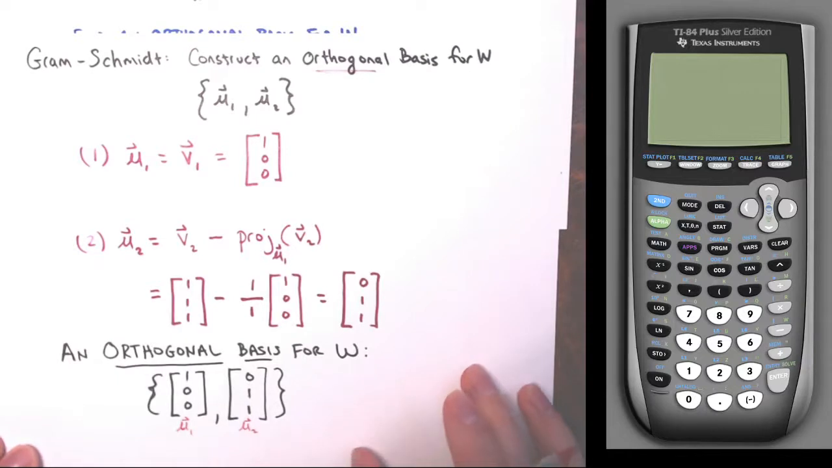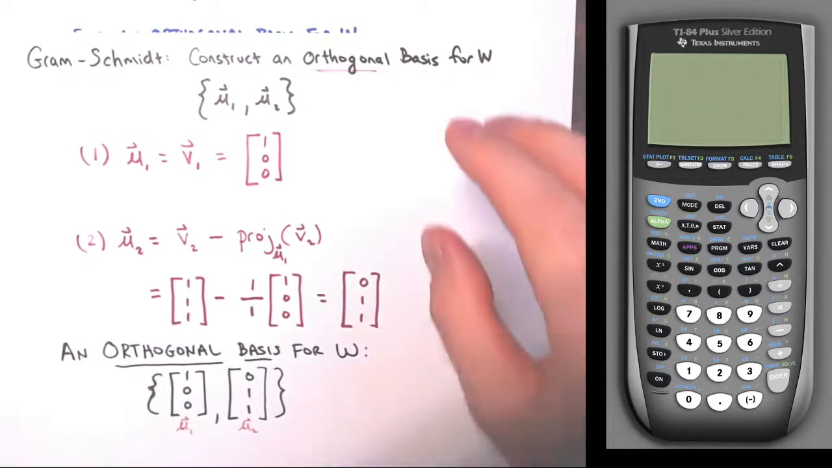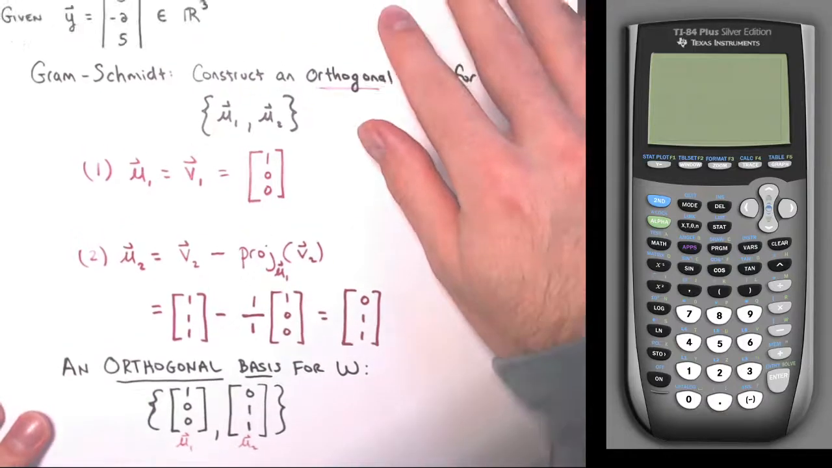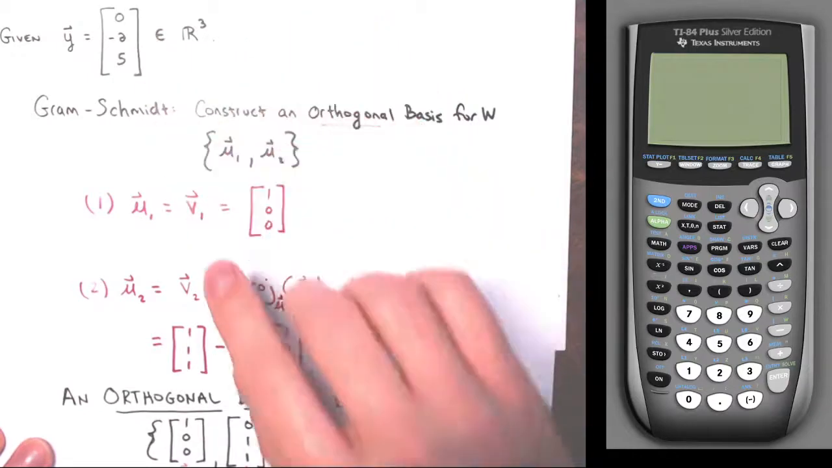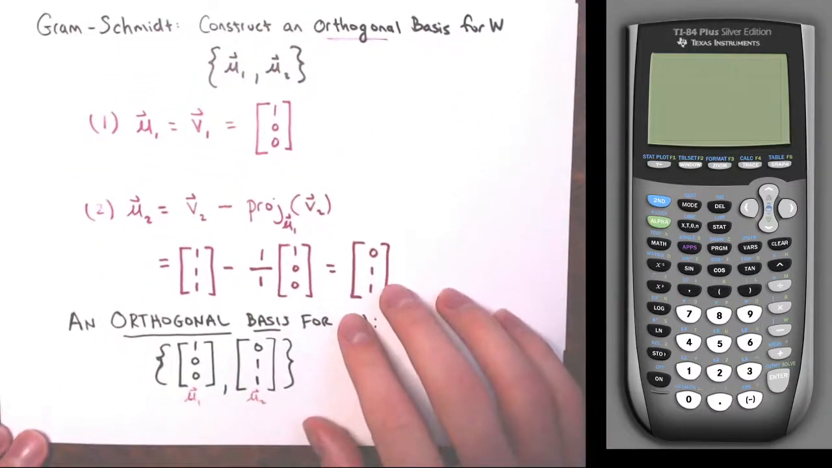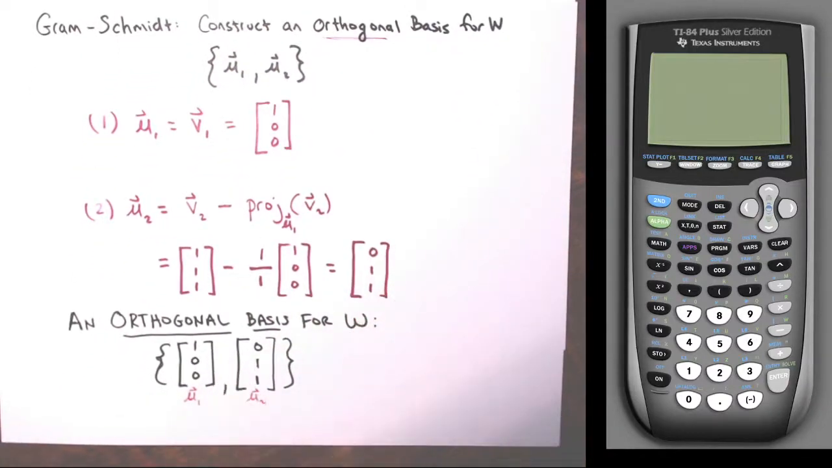All right, so now that I have an orthogonal basis for W, for the subspace, now we can find the projection vector, that y hat. So remember, y was 0, negative 2, 5. Now I can find the projection of 0, negative 2, 5 onto W using this orthogonal basis.